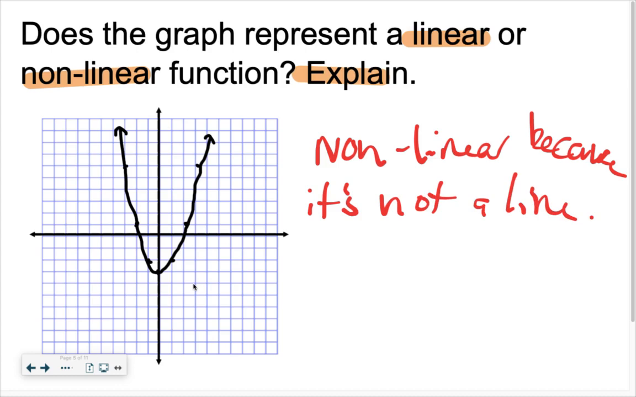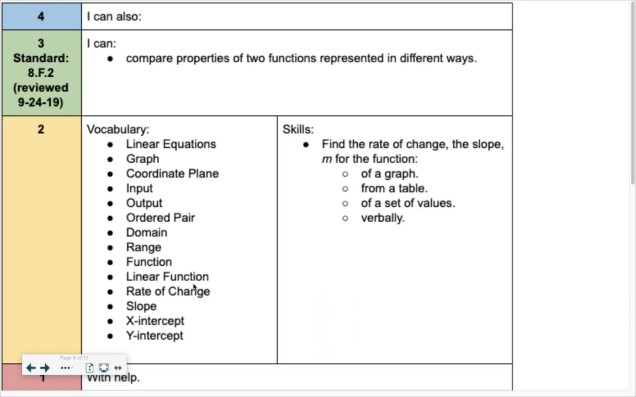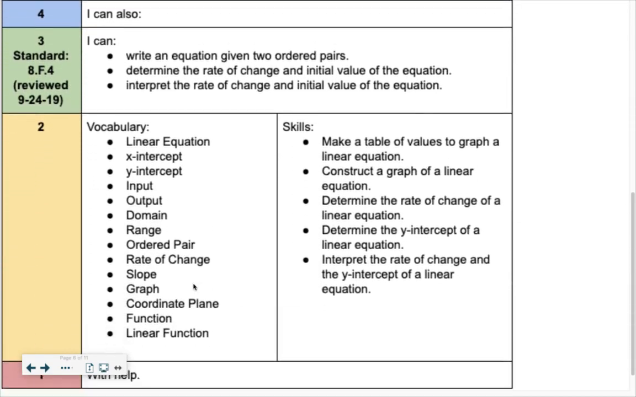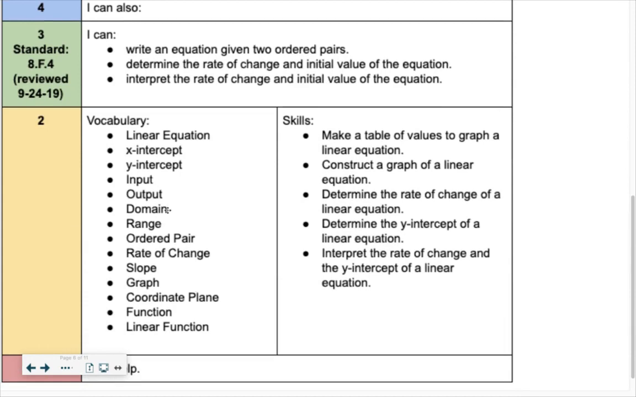So if it's a straight line, then it's linear because it has a constant rate of change and it is a line. Visually, that's how you can look at it. Otherwise, again, notice linear equation, linear function down here as well. Both of those kind of interchangeably, and the same thing down here where you can see we've got function and linear function as well with both of those.